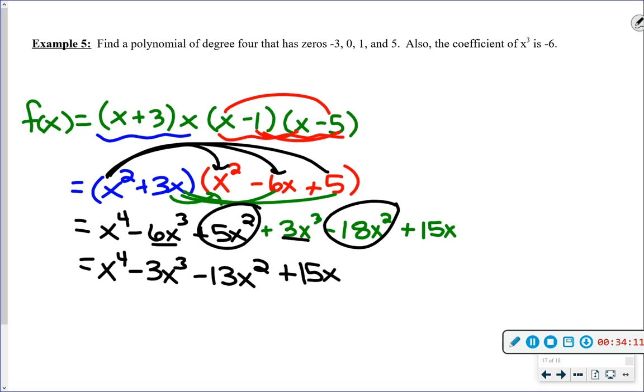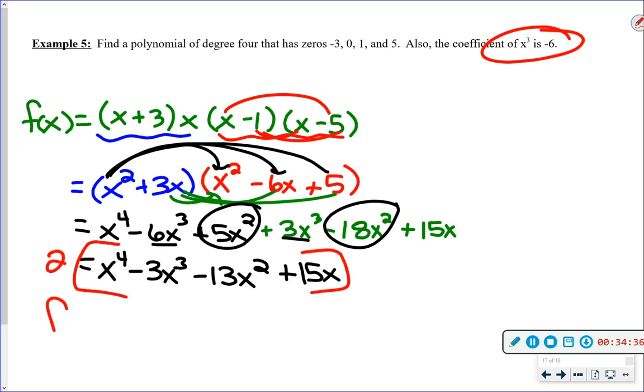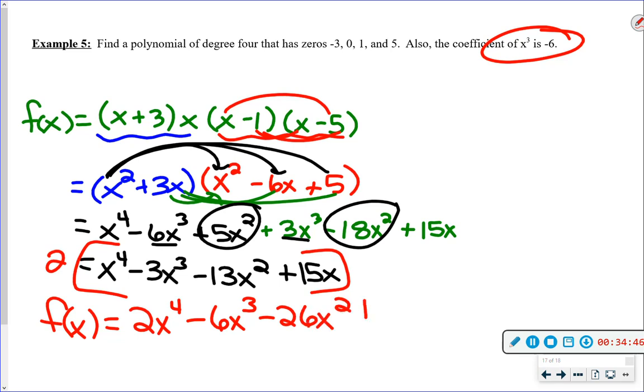And we're almost done. We've got this little notarooski. They want the coefficient on x cubed to be -6. Okay, well I can turn this into -6, piece of cake. I just have to multiply it by what? 2. But I can't just multiply one term by 2 and not all the terms. So I'm going to run a 2 through this whole darn thing, and then we'll be done. Finally. So 2x to the fourth, there it is, 6x cubed, 26x squared. I need longer arms, 30x.